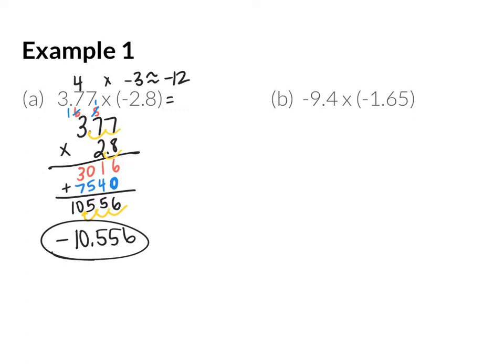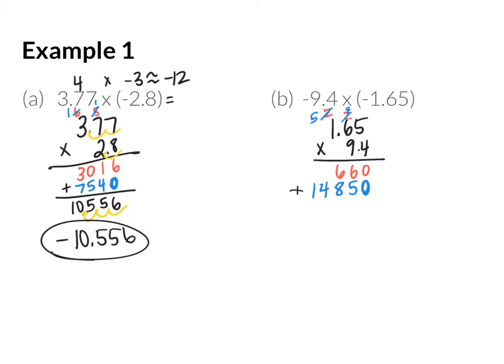For B, this time, instead of putting the 9.4 on top, the first number, I'm putting the longest number on top, 1.65, because it's going to make me have fewer rows to add in the end. I'm multiplying 1.65 by 94, and then I'm going to use a different color for each row. 5 times 4 is 20, 6 times 4 is 24, plus 2 is 26, 1 times 4 is 4, plus 2 is 6, and then I have my placeholder value of 0. 9 times 5 is 45, 9 times 6 is 54, plus 4 is 58. 9 times 1 is 9, plus 5 is 14.